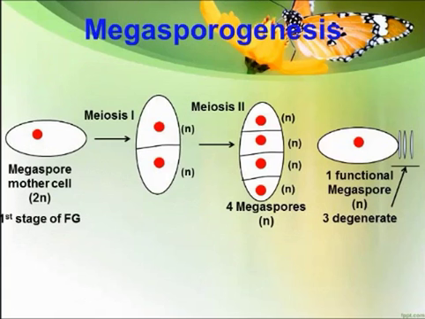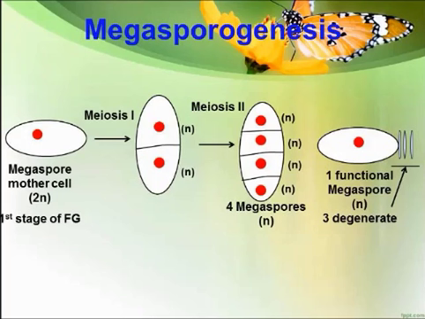In this figure, you can see the detailed schematic representation of megaspore formation from megaspore mother cell. This process is called Megasporogenesis. Genesis word means formation. First, you can see a megaspore mother cell. This megaspore mother cell is also called megasporocyte. This megasporocyte is diploid and represents the first stage of the female gametophyte.